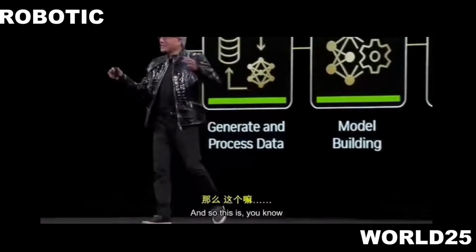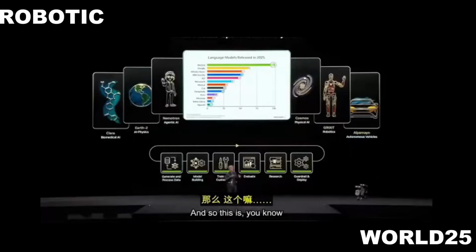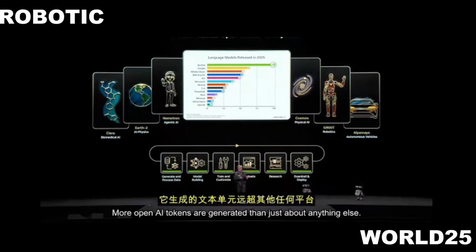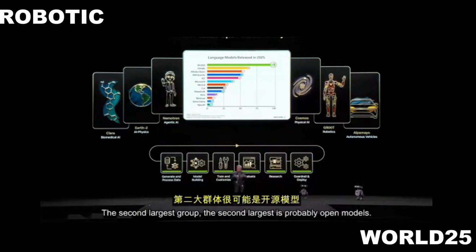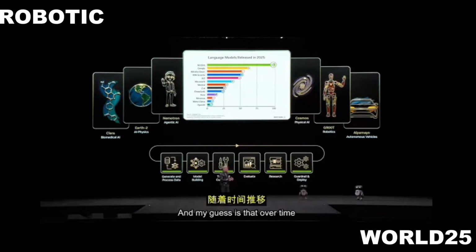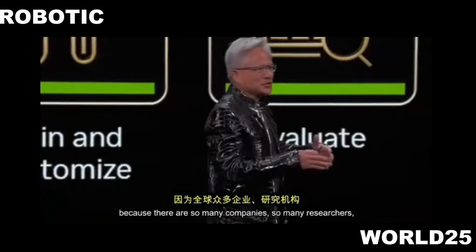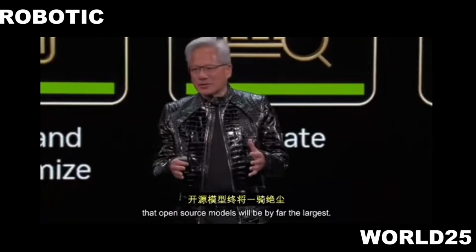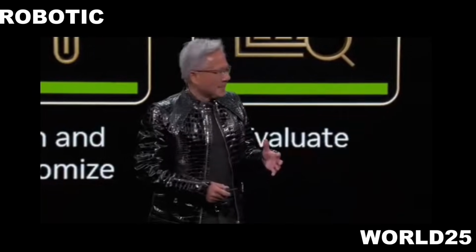Just hang on tight. If you look at the world's models, there's no question OpenAI is the leading token generator today. More OpenAI tokens are generated than just about anything else. The second largest is probably open models. And my guess is that over time, because there are so many companies, so many researchers, so many different types of domains and modalities, open source models will be by far the largest.